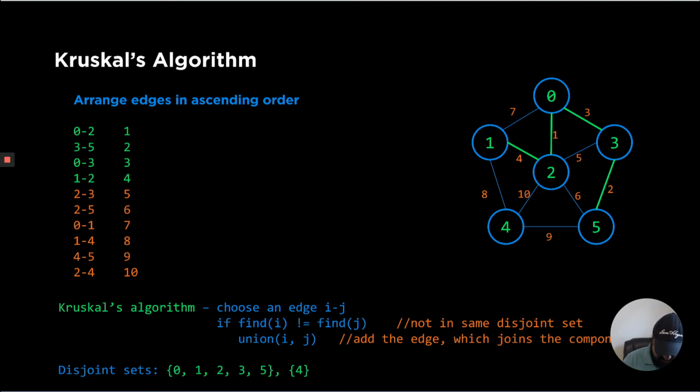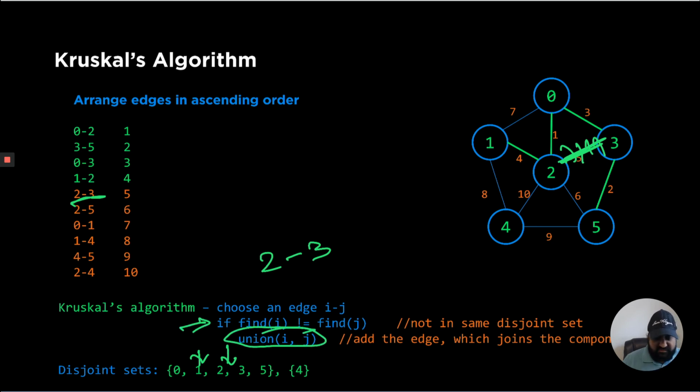Next, we have this 2, 3. Now 2, 3 will create a cycle, like you can see here. It will find where 2 is. So 2 is in this set. And then it will find where 3 is. And 3 is also in this set. So the union operation will not be performed because the if condition is not satisfied. So this won't be added to our disjoint set.